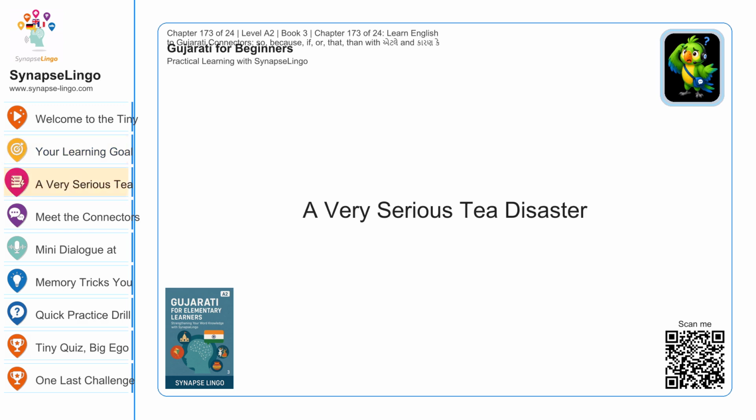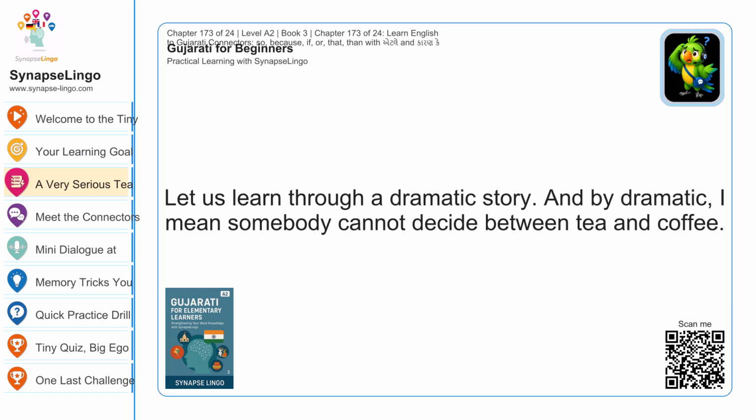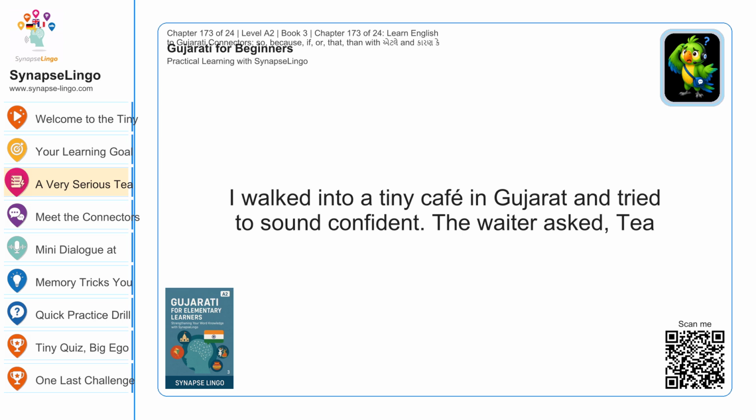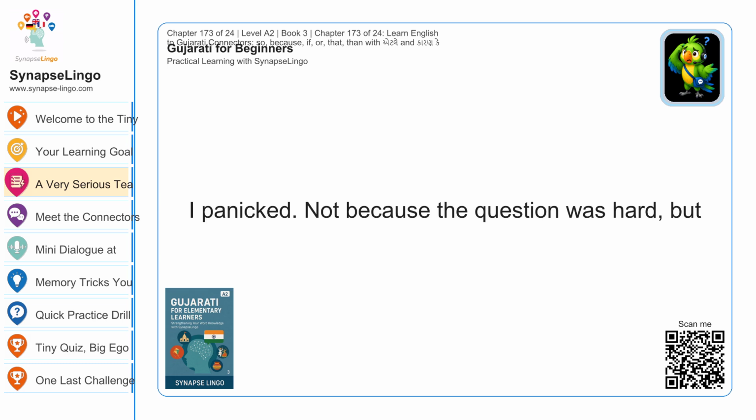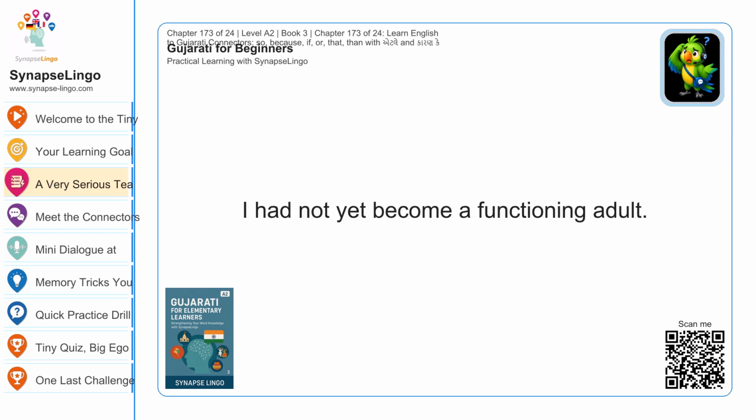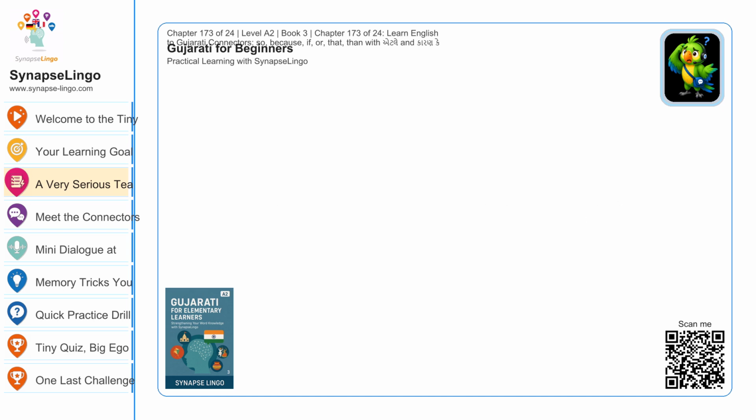A very serious tea disaster. Let us learn through a dramatic story. And by dramatic, I mean somebody cannot decide between tea and coffee. I walked into a tiny cafe in Gujarat and tried to sound confident. The waiter asked, tea? અથવા, coffee? I panicked. Not because the question was hard, but કારણ કે, I had not yet become a functioning adult. I chose tea. It was raining.